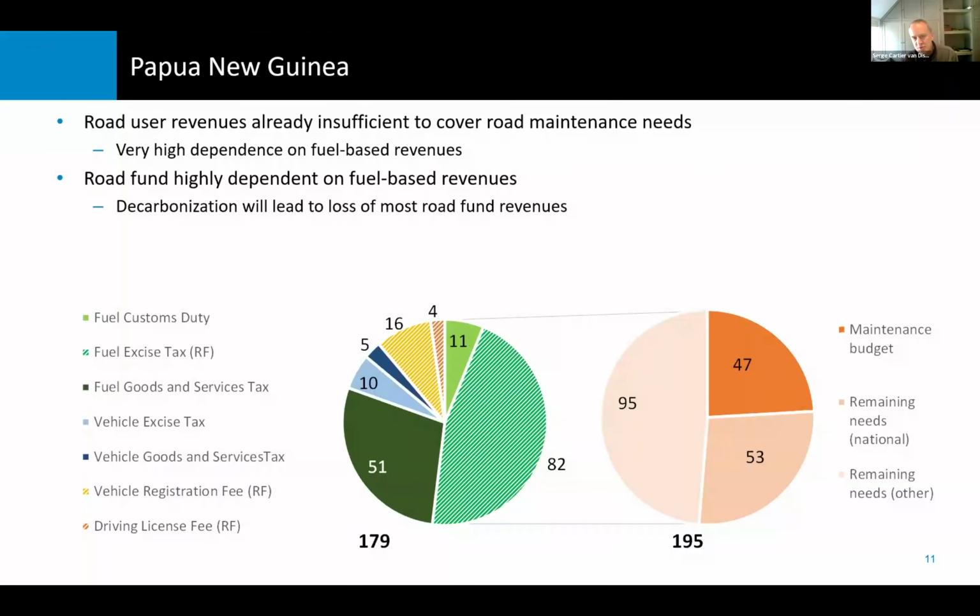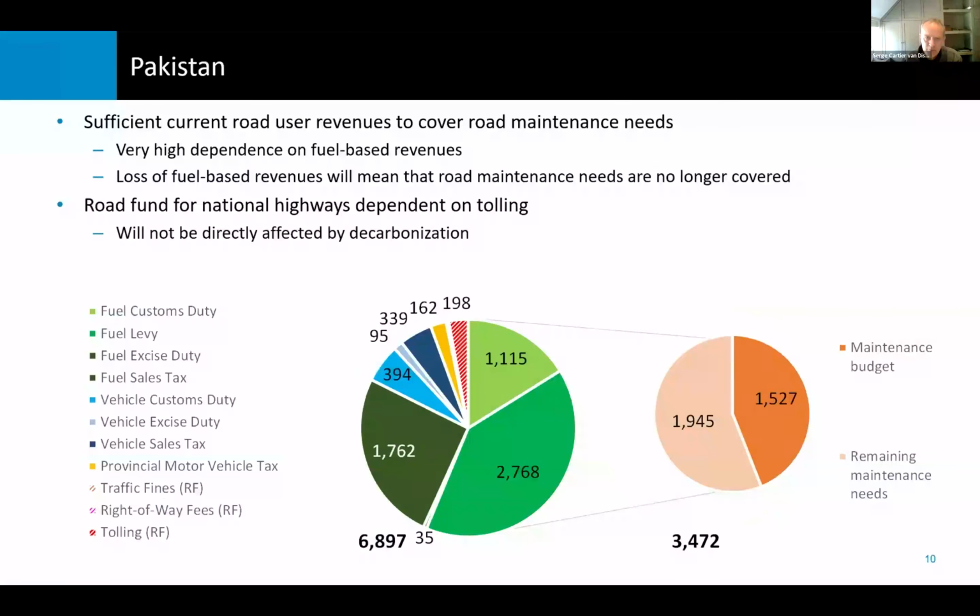So for each of the countries, we've also looked at whether any of these road user revenues are directly earmarked to road funds. So if I just go back to Pakistan briefly, you will see that there is also an allocation to the road fund for the national highways, but that is based on tolling. So it's not directly affected by this transition to electric vehicles.